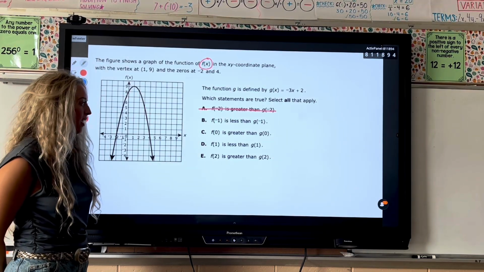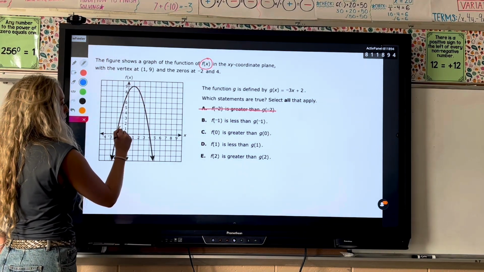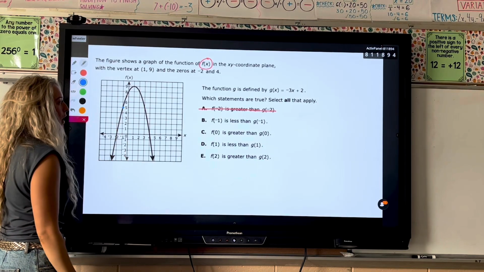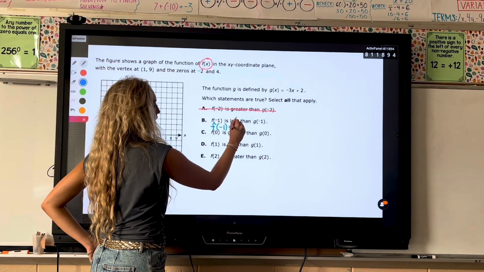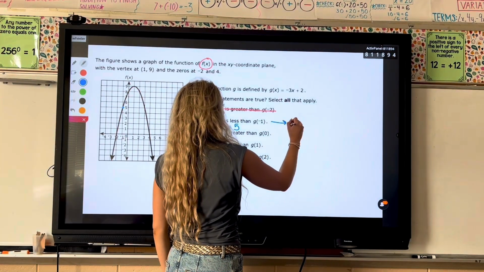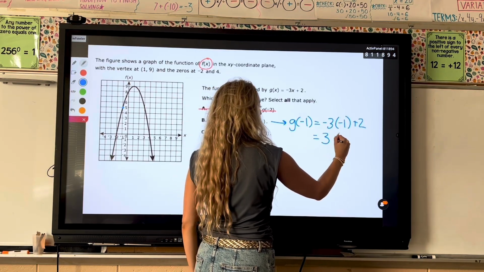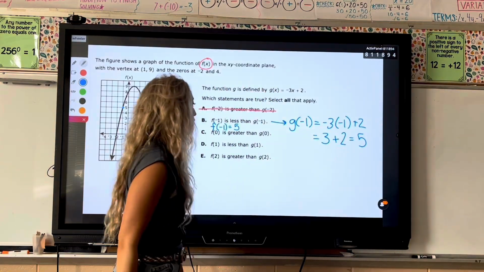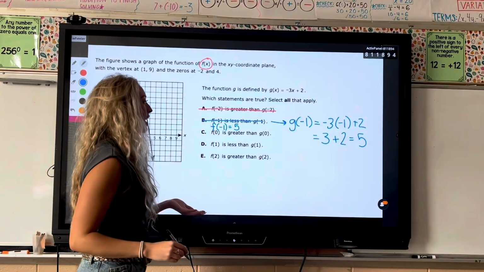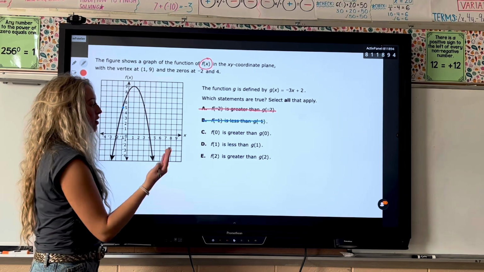So it says f of -1 is less than g of -1. So for this one here, when x is -1, y is 5. F of -1 is 5. I'll do the same exact thing that I just did before, and I will solve for g of -1. When I do that, I get 3 plus 2, which is also 5. So B cannot be one of our answers because 5 isn't less than 5. All right, moving along, gotta check C now.